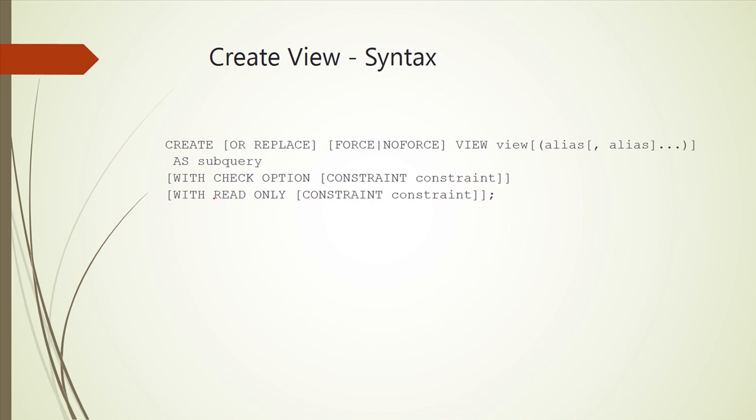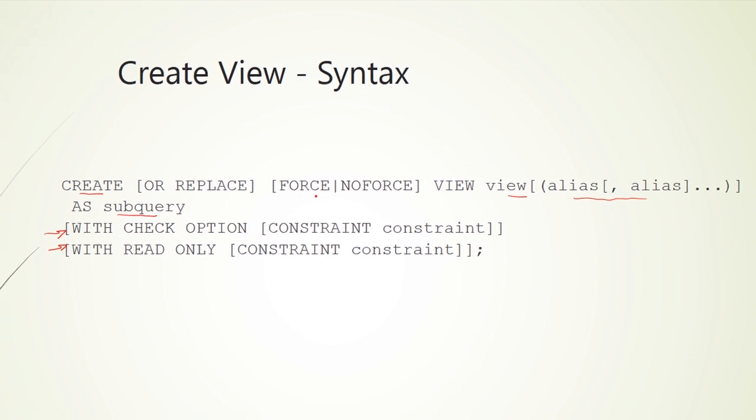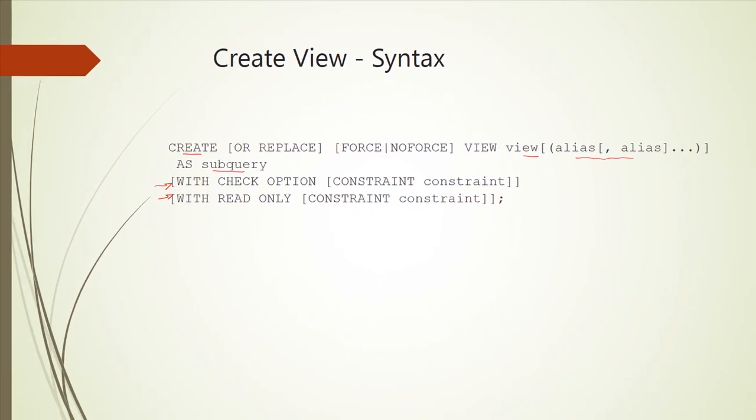To create a view, we can follow this simple syntax: create or replace, force, no force, view, name of the view, and we can provide here an alias for the columns, as, and provide your select statement. We can also use with check option and with read-only constraints. With check option, with read-only, or replace will be discussed later on in this chapter.